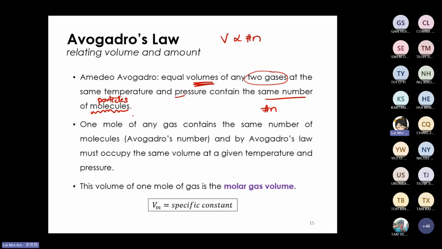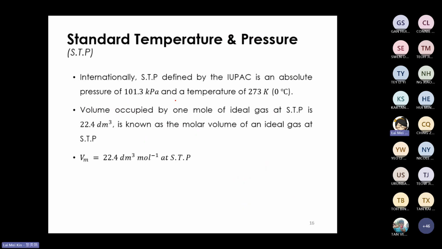Of course, we have learned this in the beginning of chapter 1: 1 mole of any gas will contain 6.02 times 10 to the power of 23 particles. This volume of 1 mole of gas, we call it molar gas volume. Molar is always related to number of mole. So this phrase, molar gas volume, talks about the volume in 1 mole. It's just that.